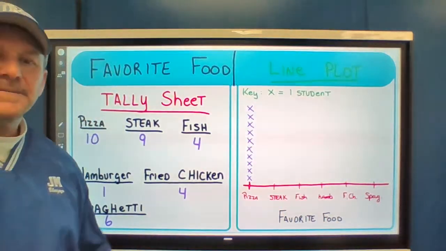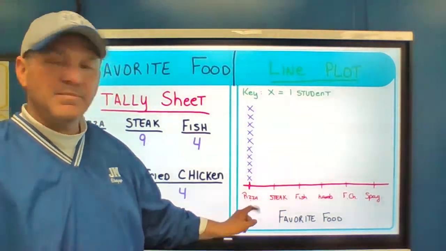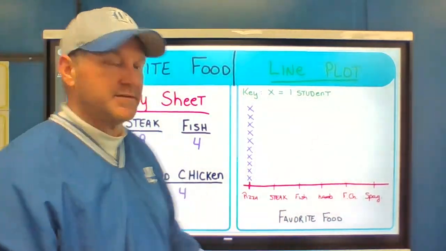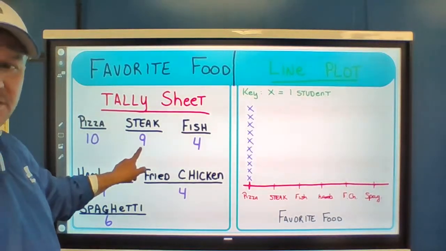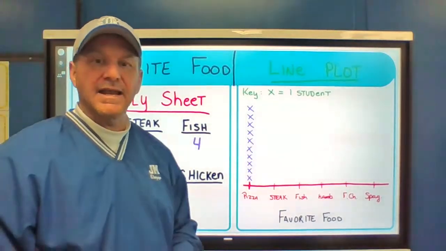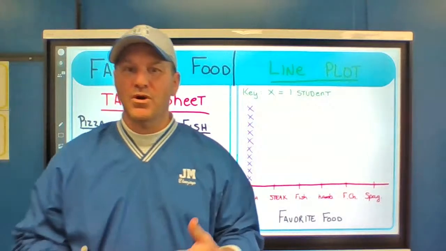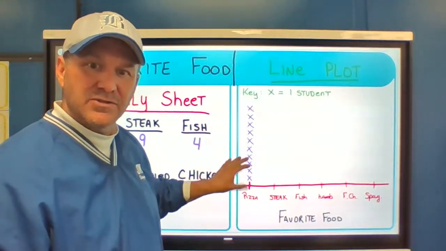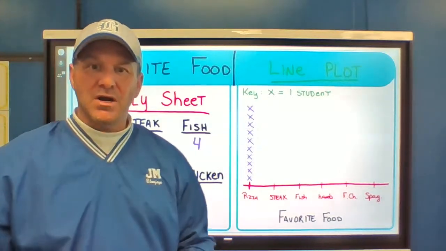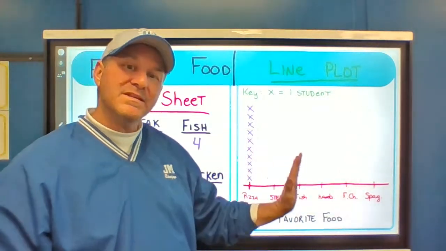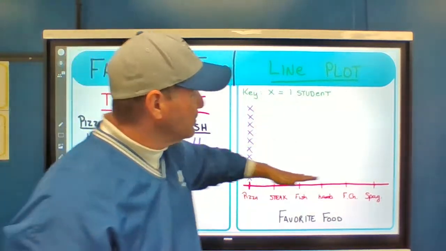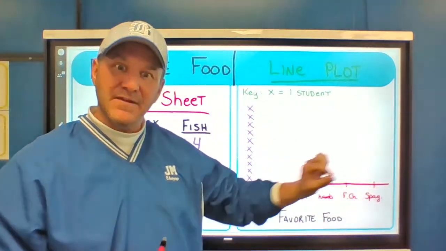So you can see that 10 people said that pizza was their favorite food. Moving on to the next category of steak, look at my tally sheet, and I'm going to do 9. Now, this is very important when you are creating tally sheets. Whatever size you chose to make your marks, they must all be the same. So you want to keep them vertically straight, and you also want to keep them horizontally even.